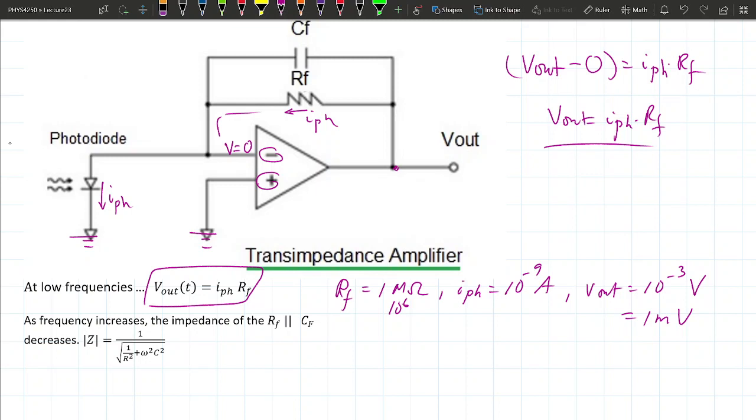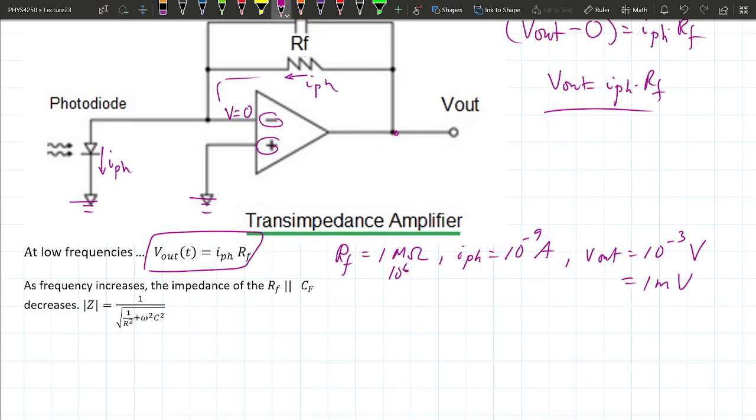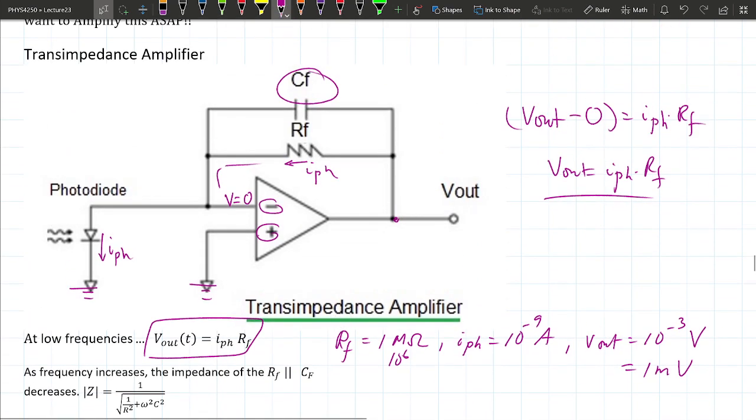Because all you care about is that you want to average, on the order of 0.1 seconds, how many photons you're seeing. So that's what this capacitor allows you to do. In this case, we have a capacitor and a resistor that are parallel to each other, and we're not going to rederive it.